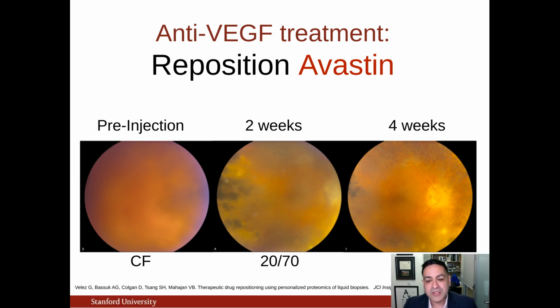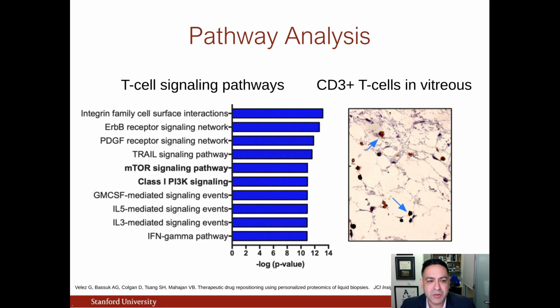Now, one of the other things you can do with your proteomics data is you can take all that long list of proteins, feed it to software that begins to look for pathways, molecules that are linked to one another. And what we saw here is that there were a number of T cell signaling pathways being expressed in the patient's eyes. This correlated with several of the histological analyses. On the right, you can see lots of CD3 positive T cells in the vitreous of the patient eyes.